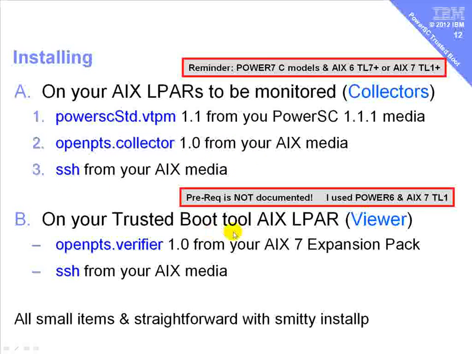Now for the Trusted Boot tool that you're going to install just once on the AIX LPAR, the viewer side, it's not actually documented what you need to run this on. It doesn't have to have the right firmware. We're just running some software in here that we use for monitoring. So I was actually using a Power 6 machine, and we're going to use a recent copy of AIX 7. And I'm looking for the AIX 7 expansion pack CD, or you can download that if you want. And we're looking for this OpenPTS.verifier.